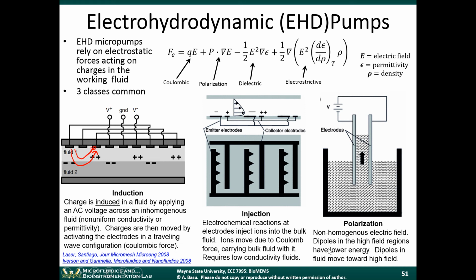So if you have a liquid like this and you were to apply 2 electrodes in there and apply a voltage between the 2 electrodes, you're creating a non-homogeneous electric field. The electric field is very strong between these 2 metal plates, and it's less strong on the outsides here. So the dipoles in this liquid, let's say this is a dielectric liquid and it has dipoles in it, will move towards the high field regions. That's one way that you can use an electric field to actually pump liquid up into this channel.